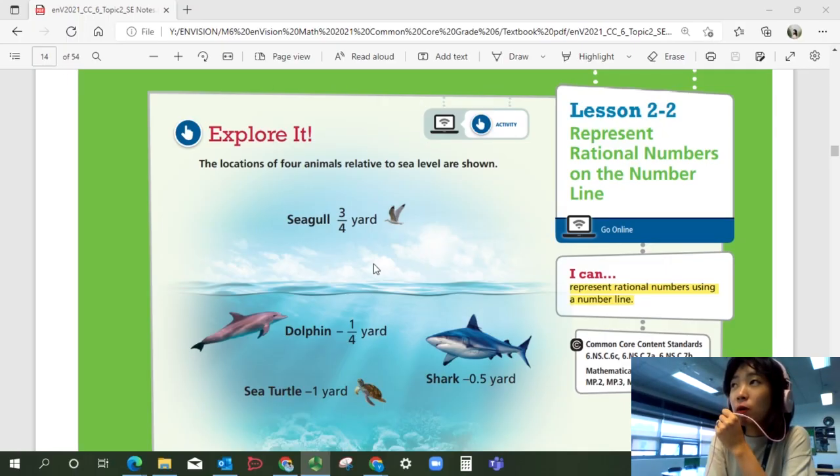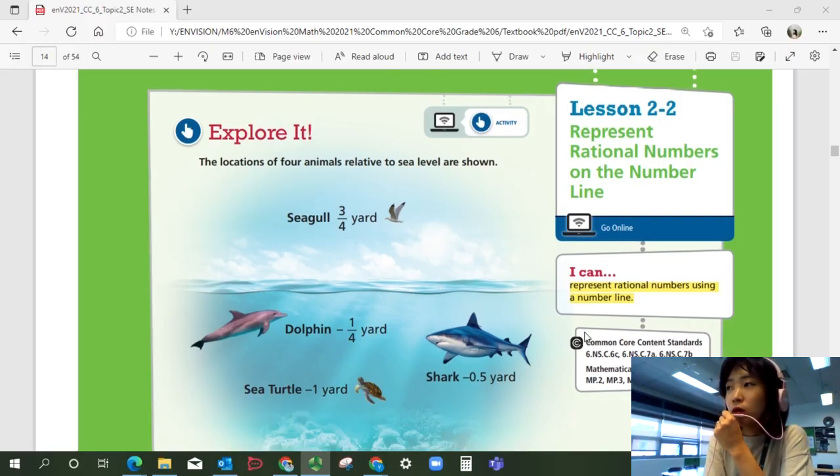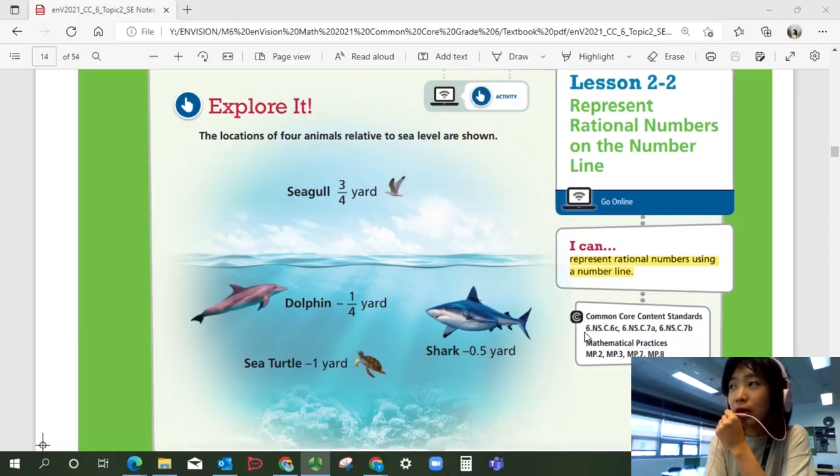The locations of 4 animals relative to sea level are shown. Can you find the 4 animals here? Yeah, we got a seagull, we got a dolphin, we got a shark, we got a cute little sea turtle. And we have locations shown for each animal. Seagull is 3/4 yard. Dolphin is -1/4 yard. Sea turtle, -1 yard. Shark, -0.5 yard.